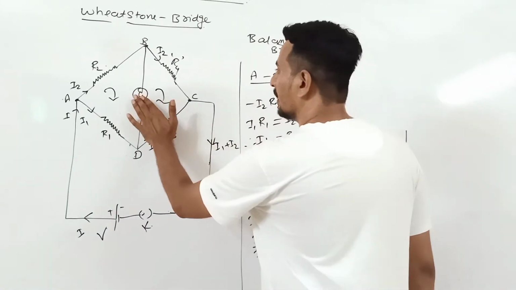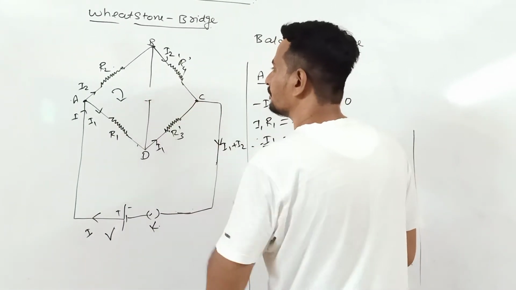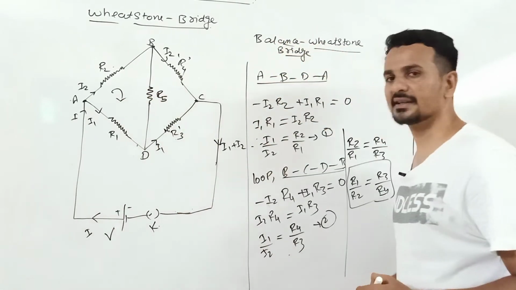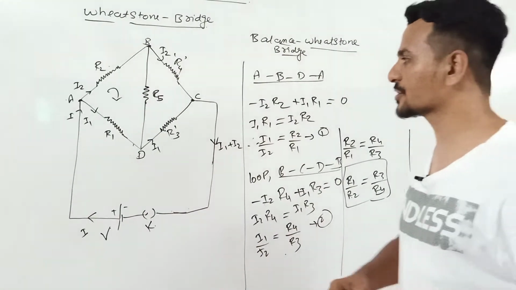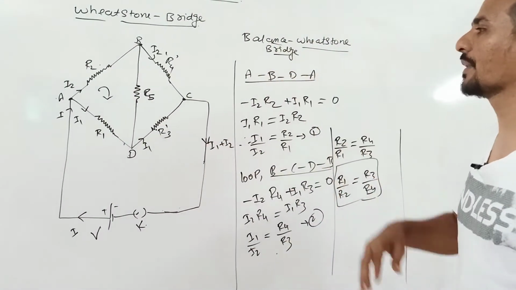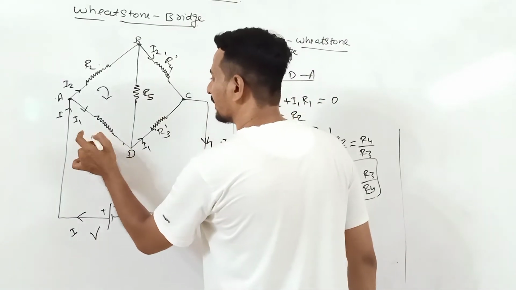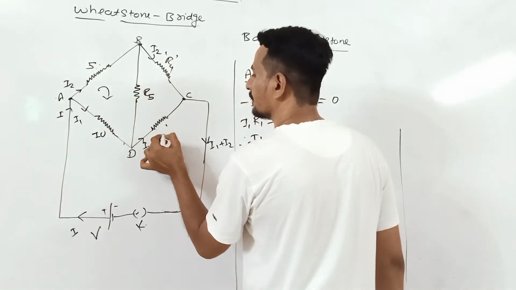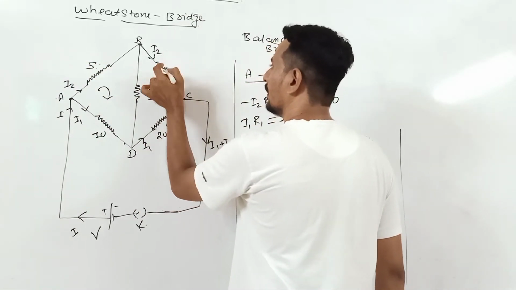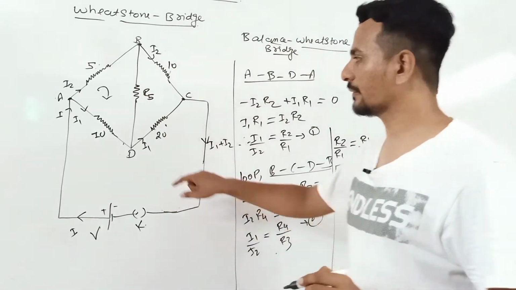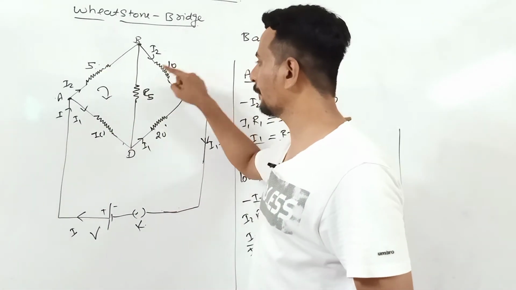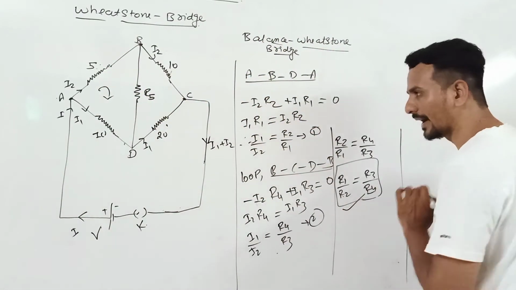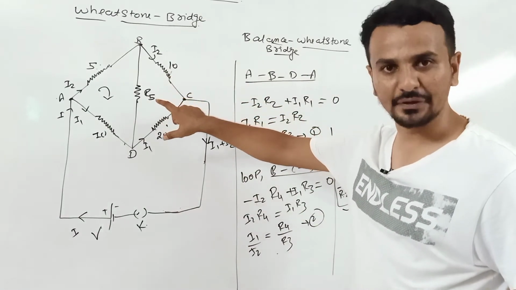In many of the questions, they will be giving a resistance over here, say R5. The first thing is that you have to check whether the ratio R1 by R2 is equal to R3 by R4. Suppose I am taking this value as 10, this value as 5, this value as 20, and this value as 10. So check whether R1 by R2 is R3 by R4: 10 by 5 is 2, 20 by 10 is 2, yes. So the condition is satisfied. So this bridge is known as a balanced Wheatstone bridge, right?